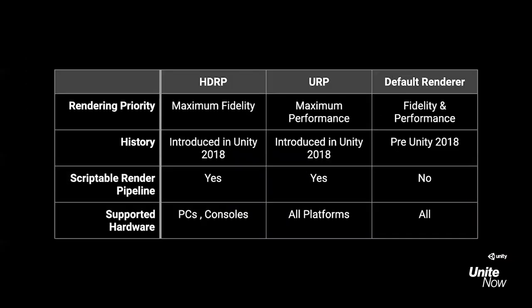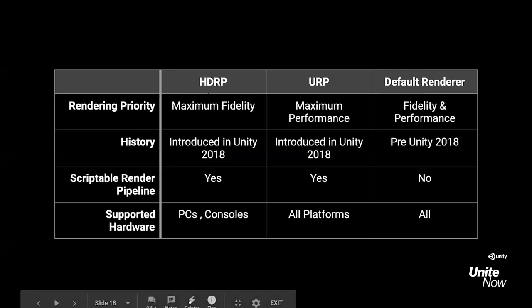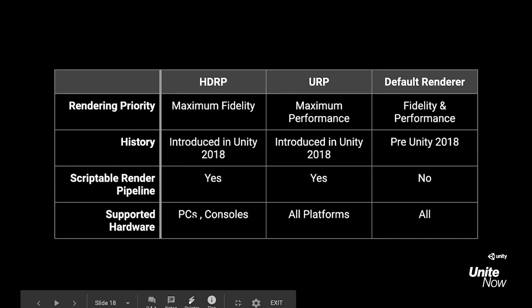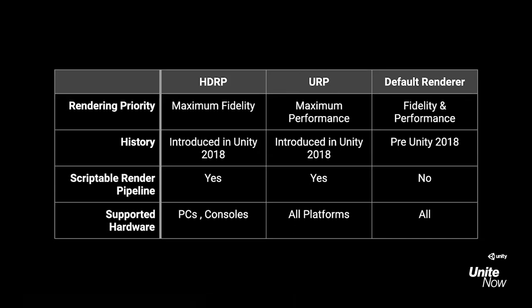I also get a lot of questions around the differences between the pipelines, so I wanted to cover this, and then we will jump into the first challenge. We have really three render pipeline options in Unity, right? We have HDRP, which is what we're going to be talking about today. We have the Universal Render Pipeline, or URP. We had a session on that 2 weeks ago, so feel free to check out the recording. And then we have the default render pipeline, and this is just what has been used in Unity, right?